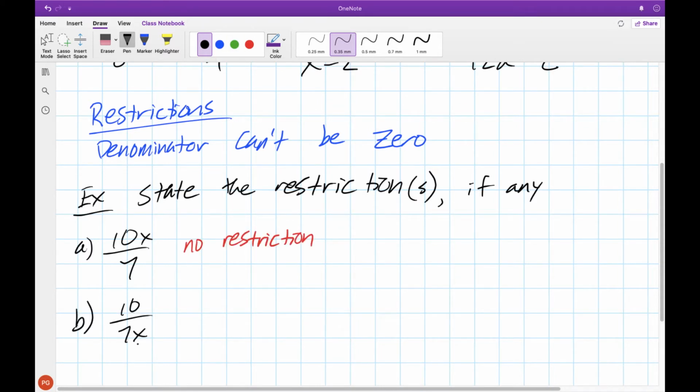If the x is on the bottom now, there is going to be a restriction because we can make this bottom 0 if x is 0. So our restriction is that x cannot be equal to 0. This avoids dividing by 0.